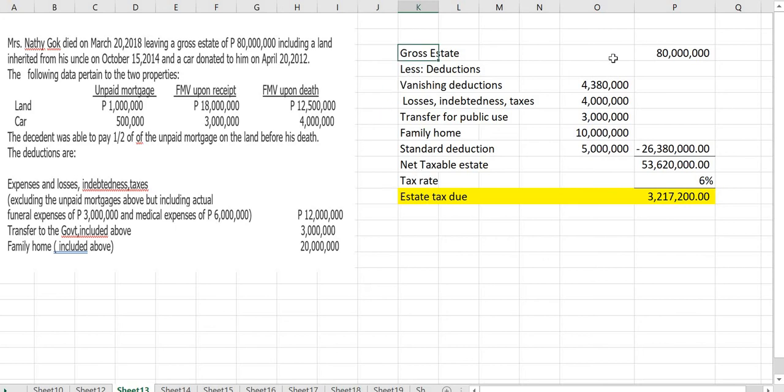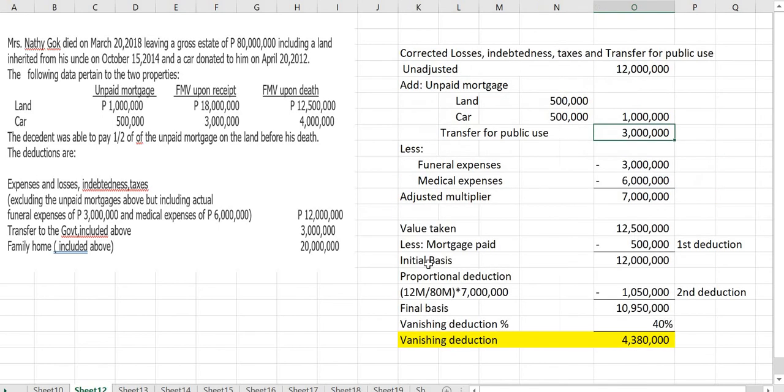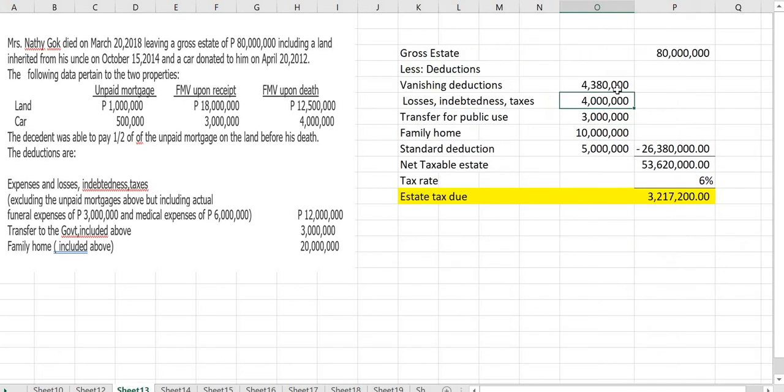Next, let's compute the net taxable estate and the estate tax due. So, you have a gross estate of 80 million. Then, we have the vanishing deduction of 4,380,000. Losses and indebtedness taxes, 4 million adjusted. I think this includes 12 million minus 3 million and 6 million plus the unpaid mortgage of 1 million. Okay? It's actually 4 million. Then, we have transfer for public use amounting to 3 million. And your family home, the maximum amount is only 10 million, so you'll deduct only 10 million.